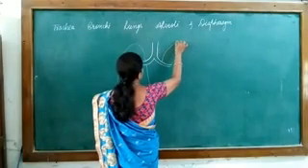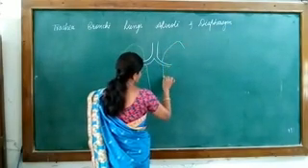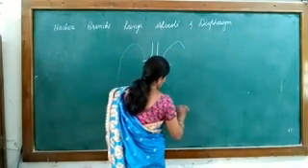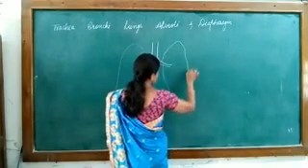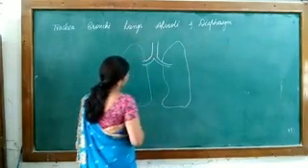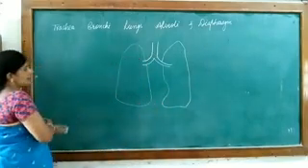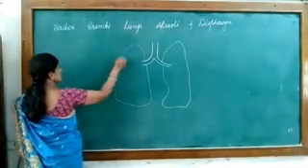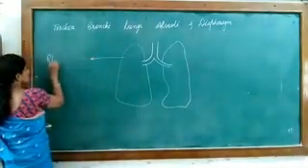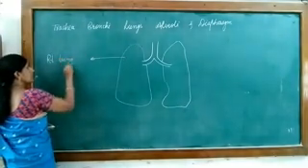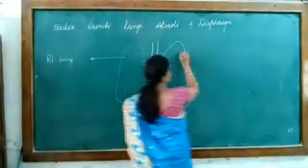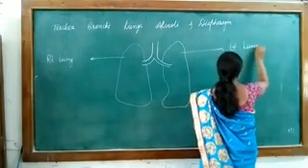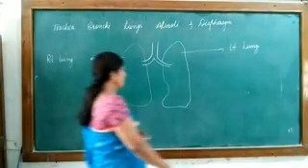This is our left lung. It has one notch. Notch is present. Right lung and left lung. This is the right lung. This one is the left lung. Right and left.